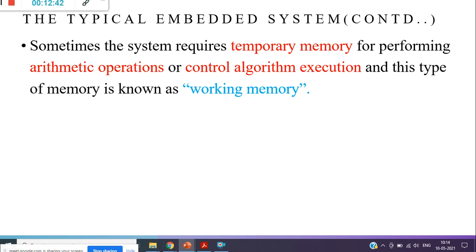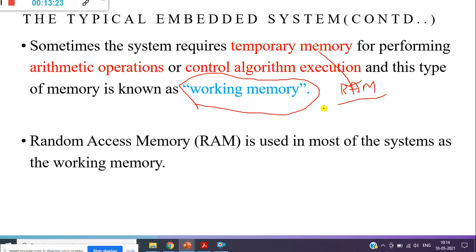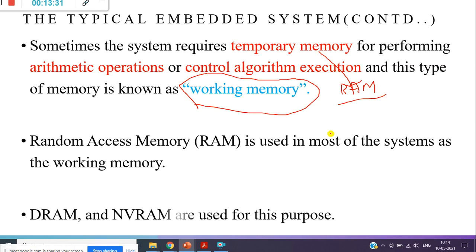Now moving further, a little bit more about the memory. Sometimes a system requires a temporary memory, which means that the moment you turn off your system, the data is going to be erased. Temporary memory for performing some arithmetic or control algorithm execution, and this type of memory we call working memory. Can you give me an example of working memory? Yeah, it is nothing but random access memory, RAM. So RAM we usually call temporary memory or working memory. Random access memory is most commonly used as working memory.